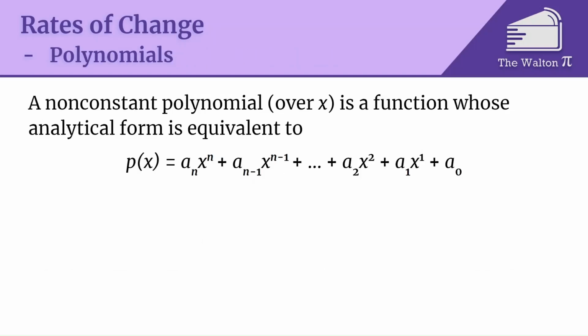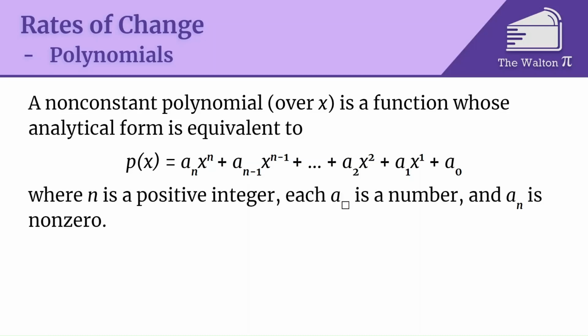Now we can expand this out to cover any type of polynomial. A non-constant polynomial in x is a function whose analytical form is equivalent to this: P of x is a sub n x to the n plus a sub n minus 1 times x to the n minus 1 plus ... a2 x to the 2 plus a1 x to the 1 plus a0, where these are the requirements. n has to be a positive integer, every a sub something is a number, and a sub n is non-zero.